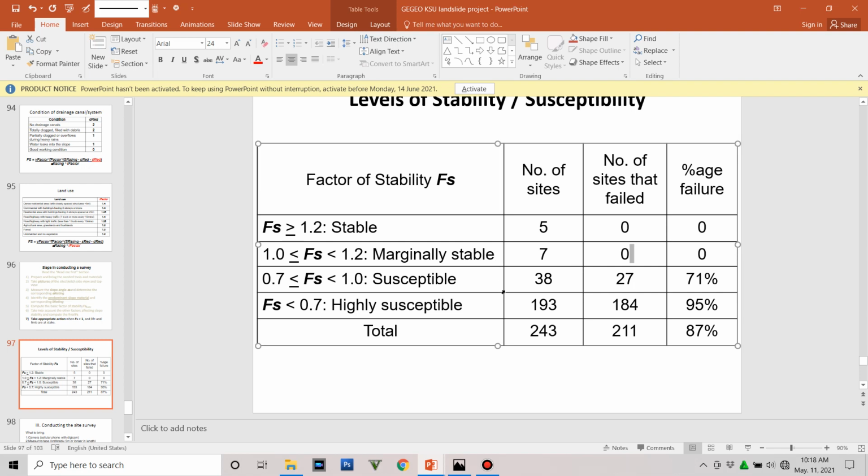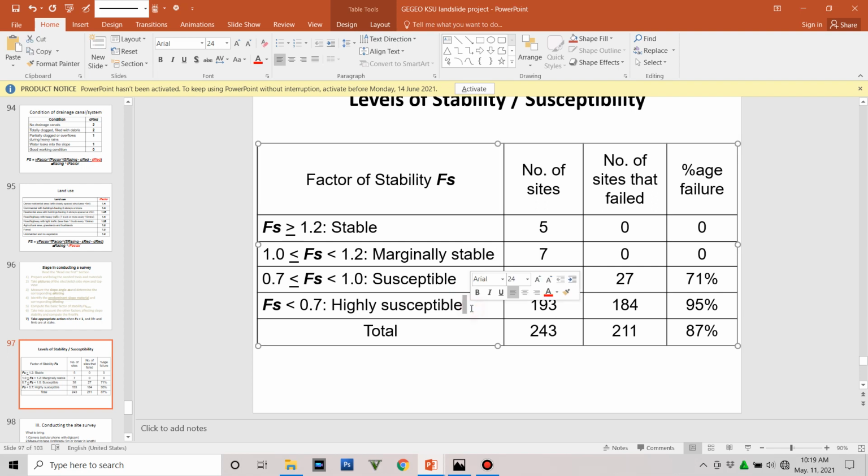And then, for this range, 0.7 to 1.0 susceptible. So, 38 surveyed sites, and out of that number we have 27. So 71% ang bumagsak within this range. Okay, 71%. So 27 out of 38.